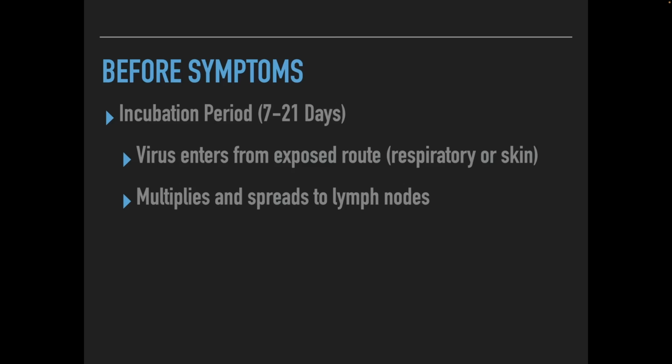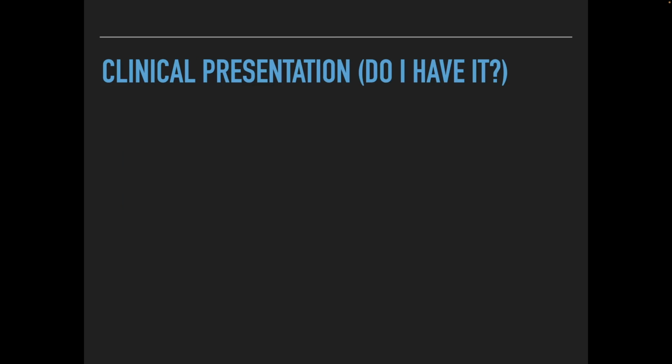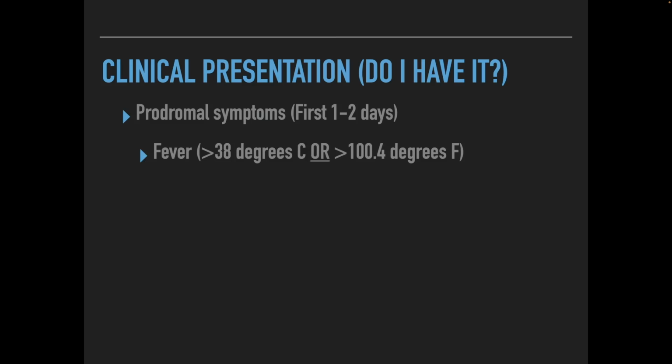So after this 1 to 2 week period of no symptoms, then it starts to manifest itself. And what does that look like? Well, it's not going to look like skin lesions at first. It's actually going to look like a fever, and a fever is defined as greater than 38 degrees Celsius or greater than 100.4 degrees Fahrenheit. Then swollen lymph nodes, obviously, if it's in the lymphatic system spreading, the lymph nodes are beginning to swell up because the immune system is engaged in a fight.